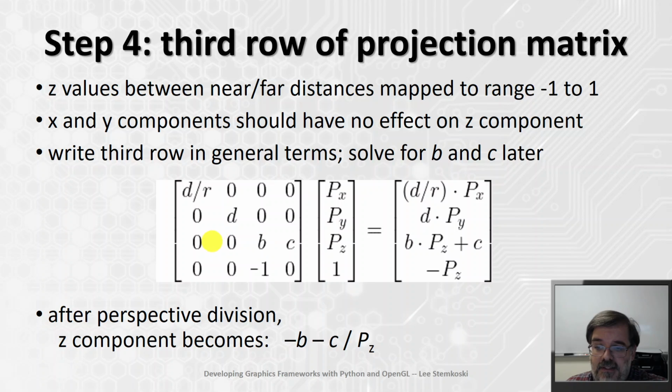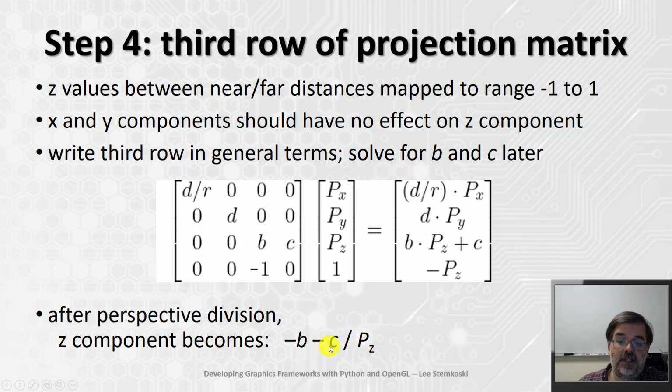Now, what we know is that once we do this matrix multiplication, we get this result. And then after perspective division, this third component, b times pz plus c, gets divided by negative pz, and we have this result down here: negative b minus c divided by pz.